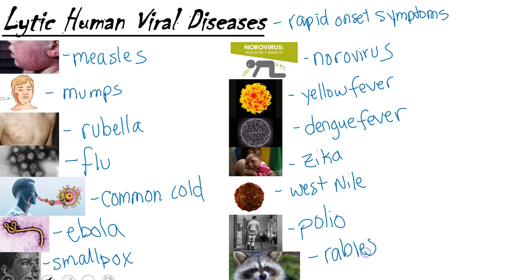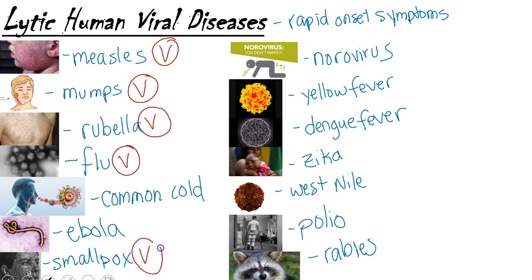All right, so now let's pause for a second and think about which ones of these we have vaccines for. And the ones we have vaccines for, I'm going to mark in red. So we do have vaccines for measles, mumps, and rubella. We have vaccines for some kinds of the flu. We have vaccines for smallpox. We're working on a vaccine for Ebola, but we haven't quite gotten there yet.